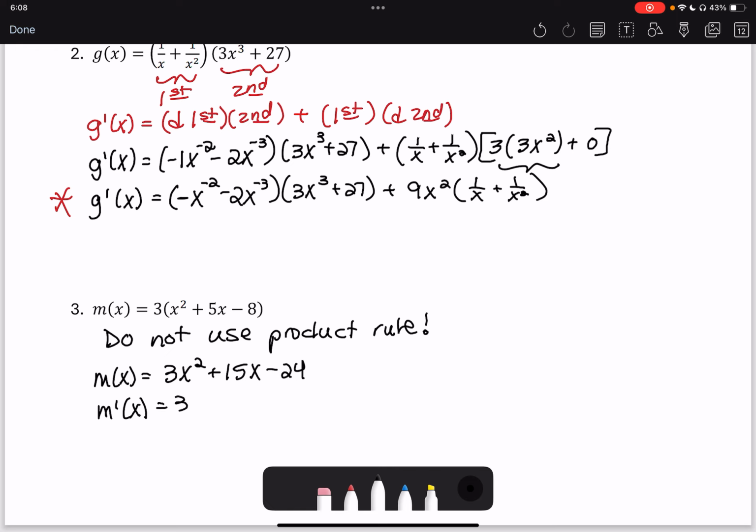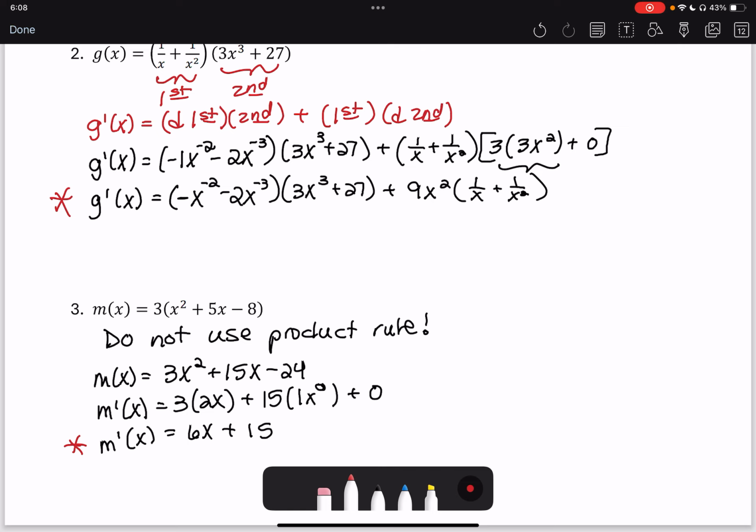Okay, so that's going to be 3. 3 is a constant multiple times the derivative of the x squared, which is 2x. And then 15 is a constant multiple times the derivative of the x, which remember that's 1x to the 0 there. And then the derivative of the minus 24, which is 0. And so my simplified derivative will be 6x plus 15, okay?